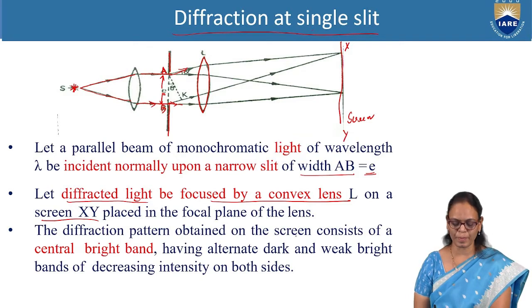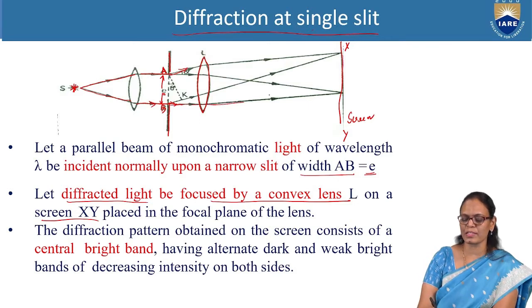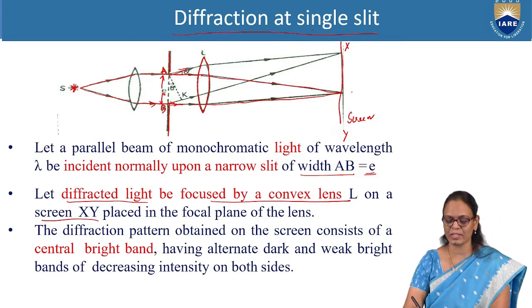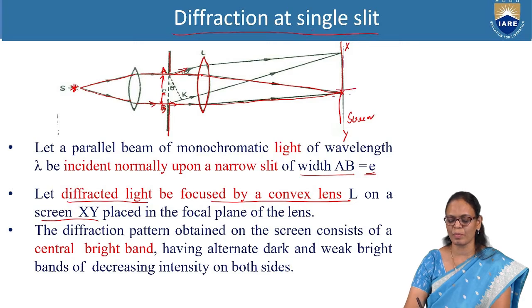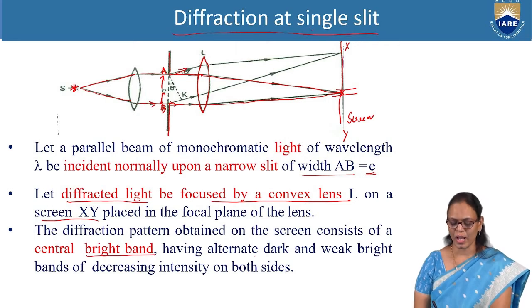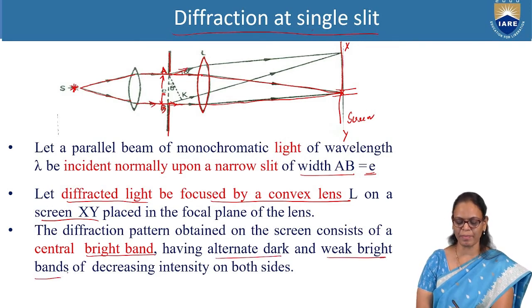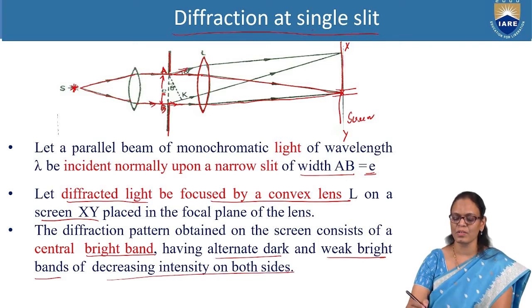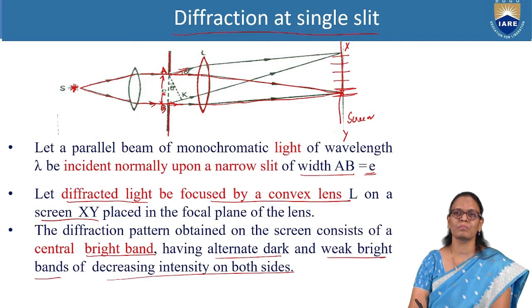The diffraction pattern obtained on the screen consists of a central bright band. If you see these two rays, they are traveling the same distance. So there is no path difference, no phase difference. So they arrive in phase. So this will be a bright band. So what you have here is a central bright band, having alternate dark and weak bright bands of decreasing intensity on both sides. Once you have a bright band, there will be a dark, bright, and so on. But the intensity of these bright and dark bands keeps on decreasing as you go away from the center.